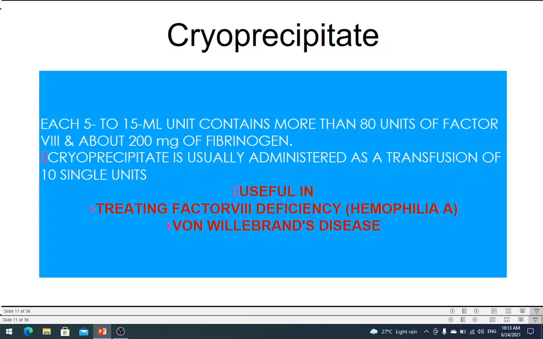Usually fibrinogen, I told you, you use 10 units at a time. Each unit contains only 5 to 15 ml. You understand? So 10 units at the maximum will contain 150 ml. That's how it is given, and it's used as I showed here in treating factor 8 deficiency, that is hemophilia and von Willebrand's disease. That is factor 9 deficiency, isn't it?